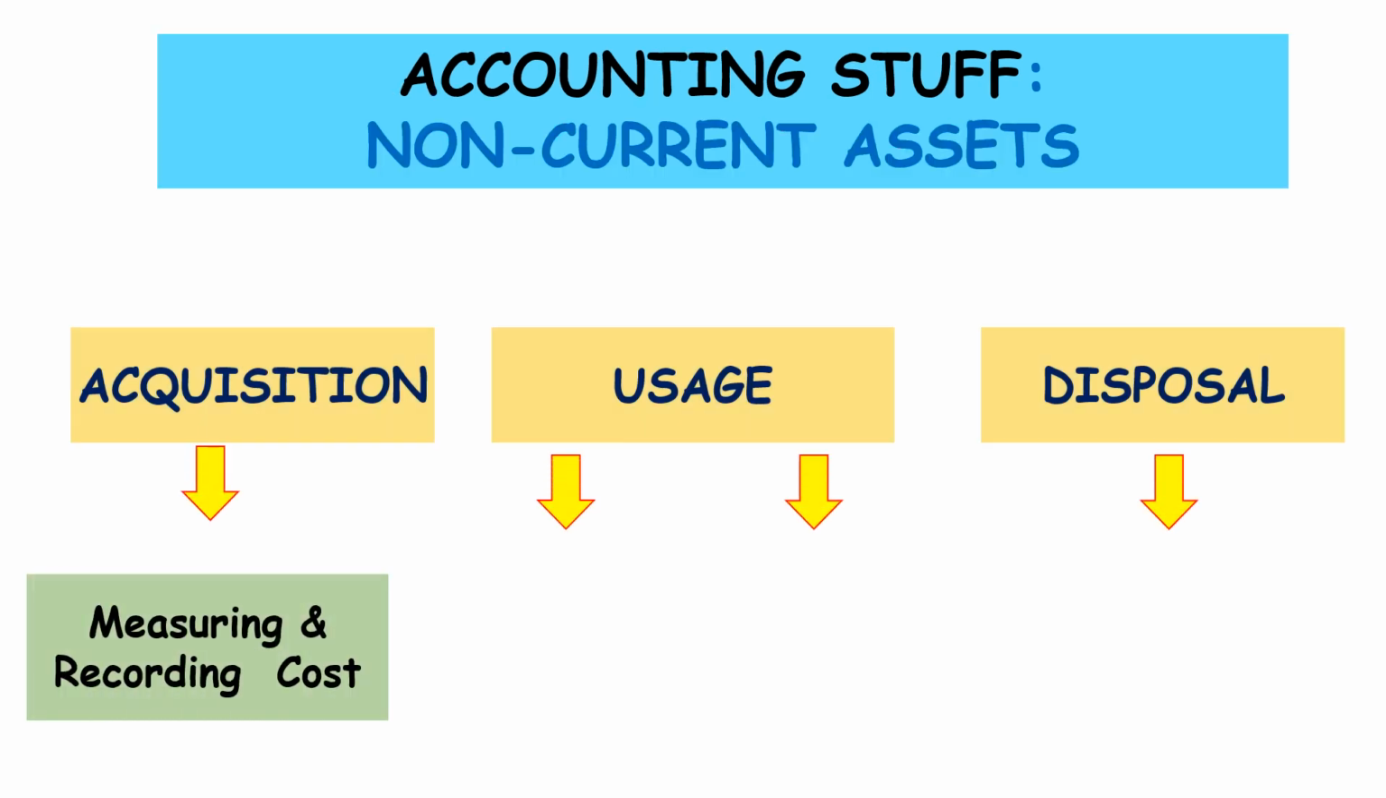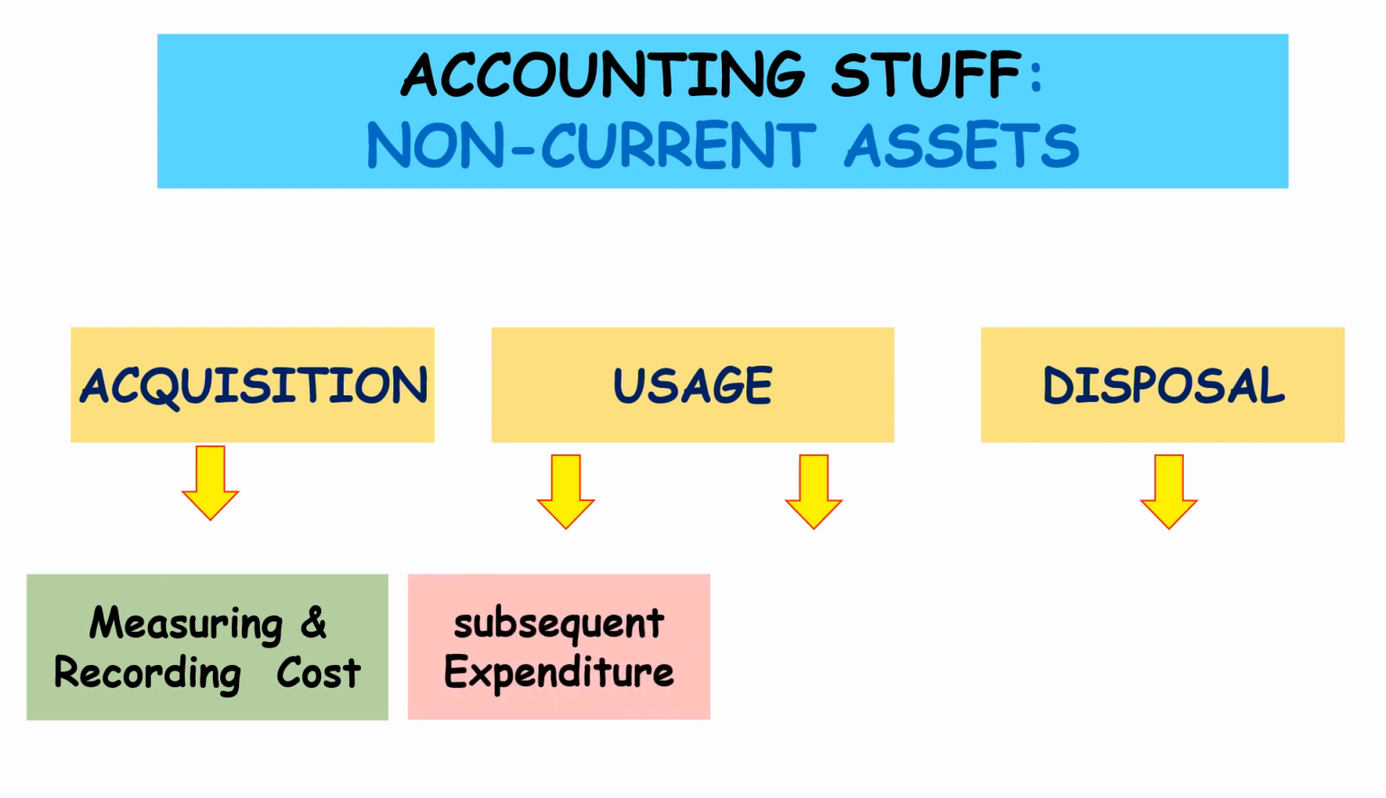So acquisition includes measuring and recording the cost. The first thing is we need to determine how much is the cost of the asset and then record that. Usage includes, after we have purchased non-current assets, there could be money spent on it to improve that non-current asset. We call them subsequent expenditure. So money spent after the purchase of the asset is known as subsequent expenditure.